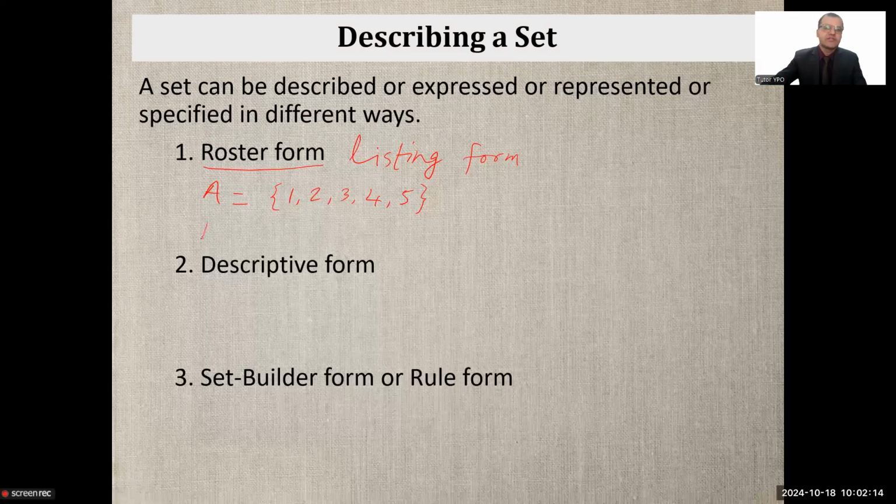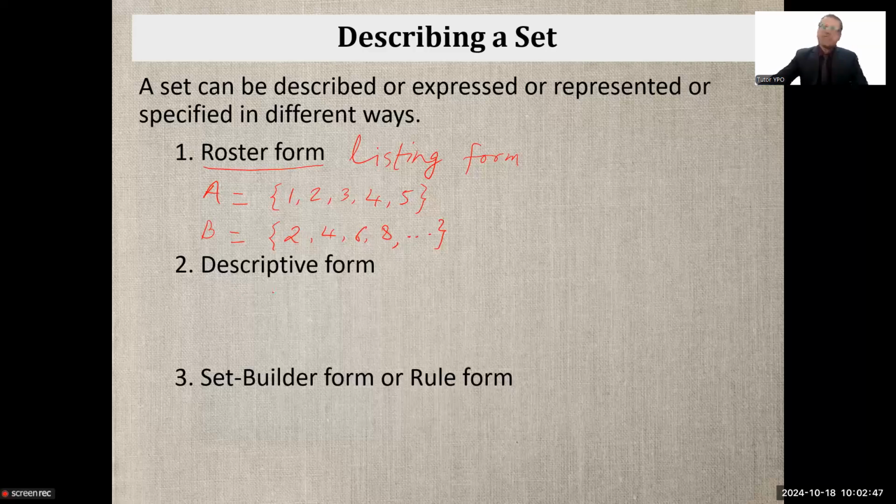Likewise, set B equals, we can consider all the even numbers. So 2, 4, 6, 8, and so on. We cannot list all the even numbers, so we list the first few elements and then we put 3 dots to indicate that there are many more elements. There are infinitely many elements.